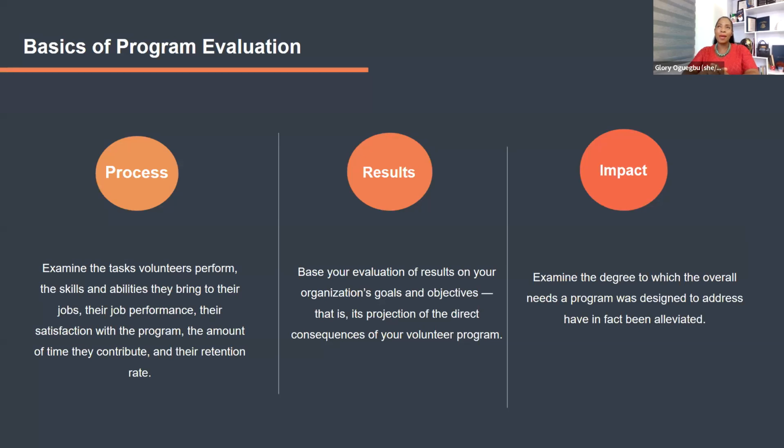The impact is similar to results, but impact is really, what has it achieved? Did it achieve the unemployed problem you're trying to solve? Did the factory achieve the unemployment problem and the lack of food that we had in the community? And then when that happened, what was the outcome of that? I want you guys not to be confused, because it's confusing. Results and impact are confusing.